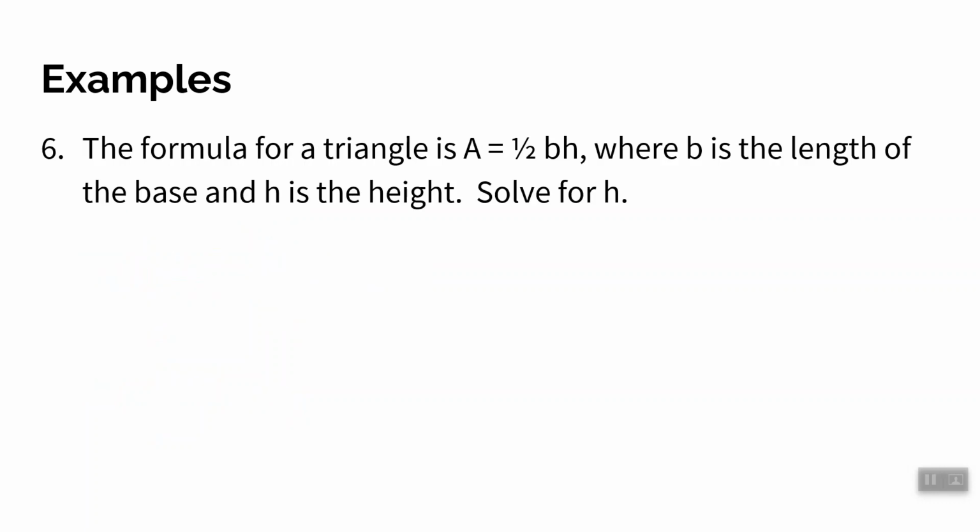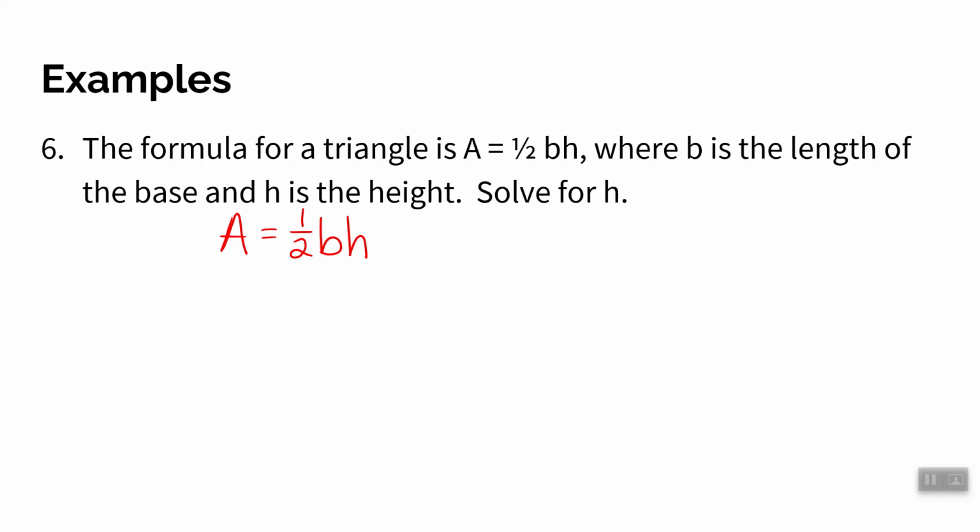The last one, it says the formula for a triangle, and it's really the area formula for a triangle, is area equals 1/2 base times height, where b is the length of the base and h is the height. Solve for h. So I have currently the equation solved for area, and I want to solve it for the h. So I need to get rid of the 1/2, and I need to get rid of the b. They're both being multiplied by the h.